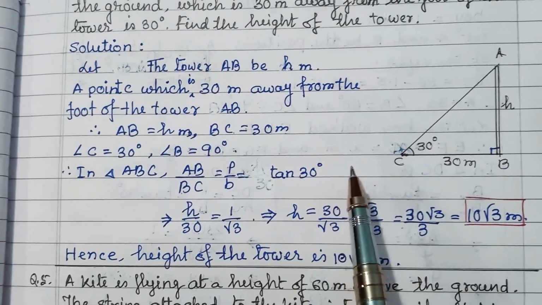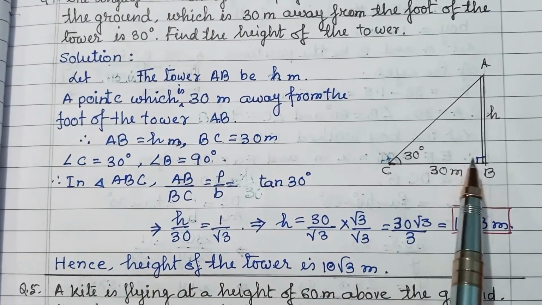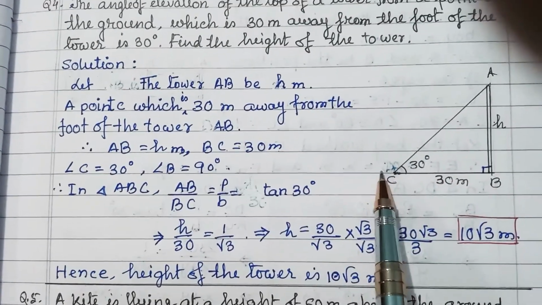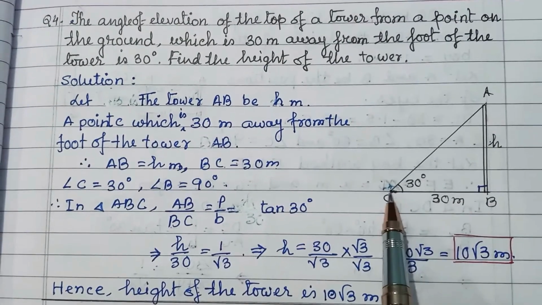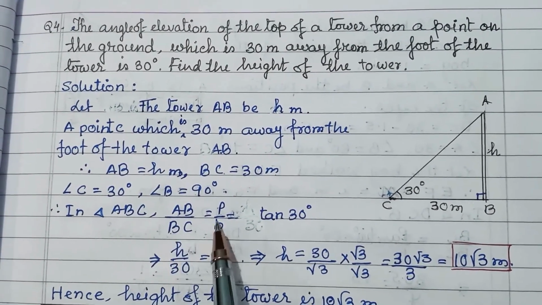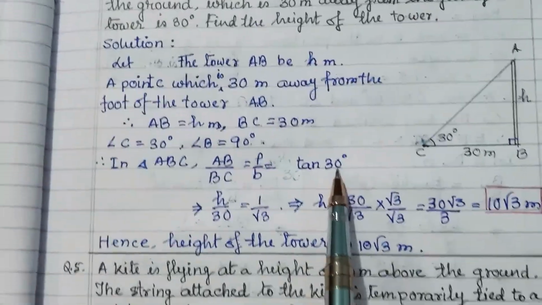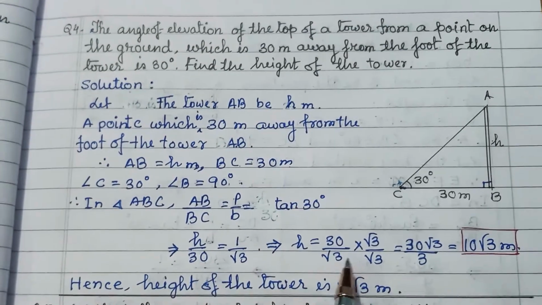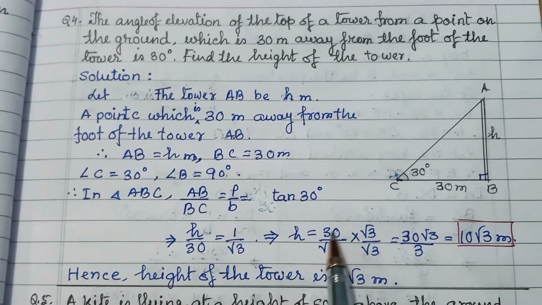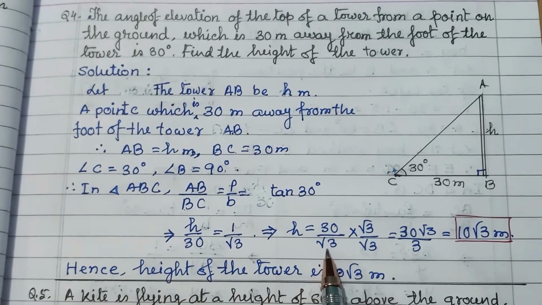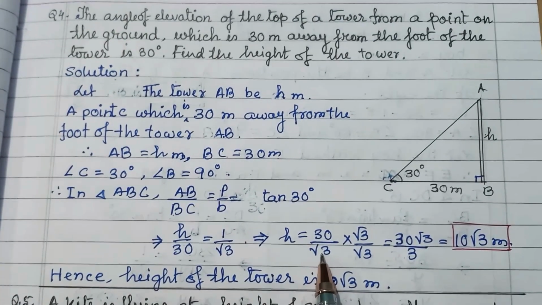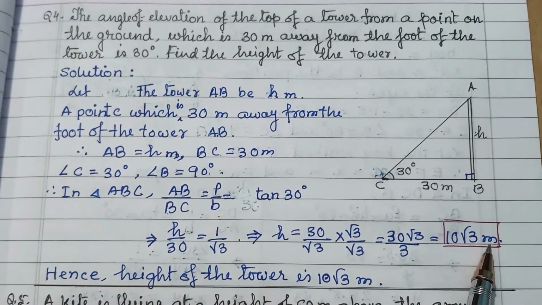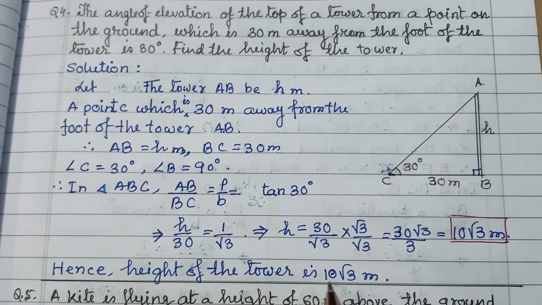Now in this triangle, angle B is 90 degree, angle C is 30 degree. So in triangle ABC, perpendicular upon base, AB upon BC is equal to tan 30 degree. Now substitute the value: h upon 30 is equal to 1 upon root 3. h is equal to 10 root 3. If any root value is in the denominator, you have to rationalize it. So hence the height of the tower is 10 root 3 meter.